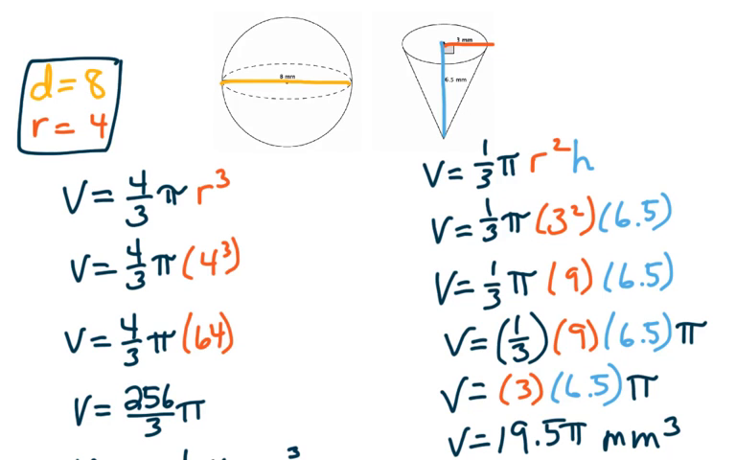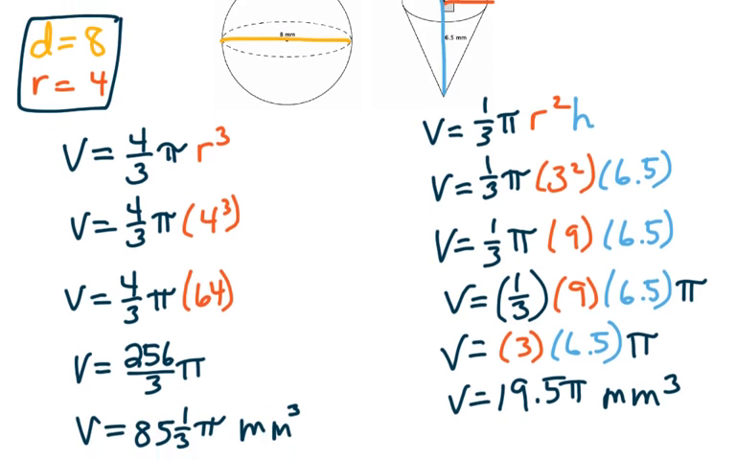We are comparing a sphere and a cone to decide which has the greater volume. Let's start by looking at the sphere. The very first thing we need to do with a sphere is stop and recognize that we need to identify the radius. We're given the diameter is 8, but we need the radius. So we're going to cut the diameter in half because the radius is half the diameter. That gives us 4. Now we can proceed.